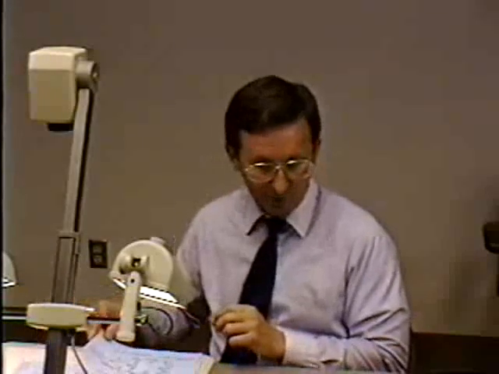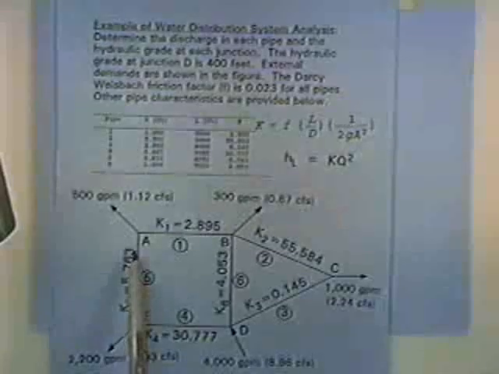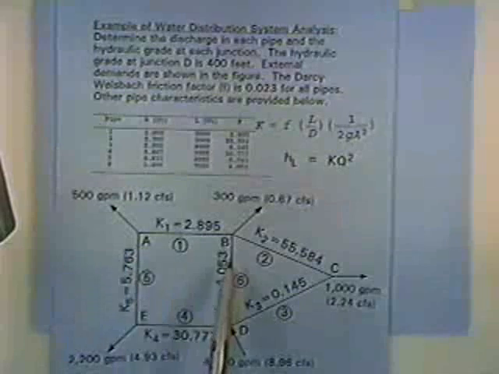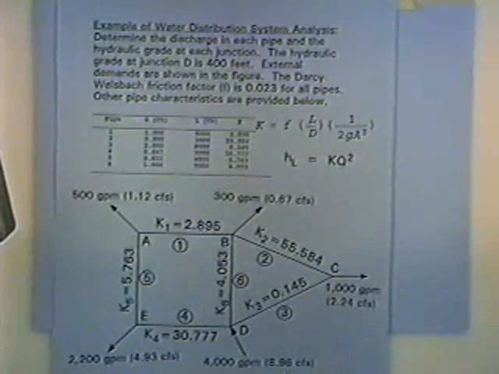There are a lot of different ways of doing this. The basic concepts are very simple. Let me repeat the basic concepts. At each node, at node A, the inflows equal the outflows. At node B, the inflows equal the outflows. At any node, continuity is maintained. The inflows equal the outflows.